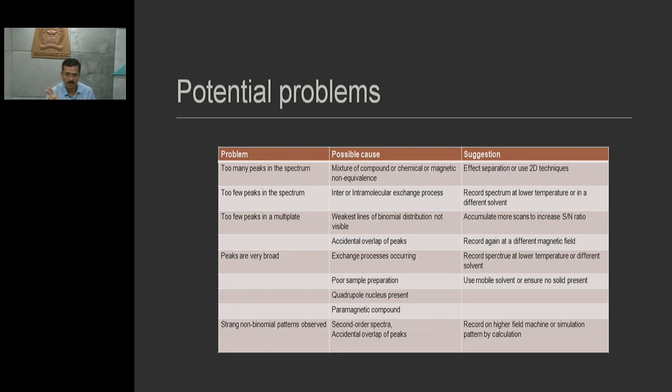Suppose some peaks are very broad. What are the possible causes? An exchange process occurring, poor sample preparation, a quadrupole nucleus may be present, or paramagnetic compounds. What suggestion is given? Record the spectrum at lower temperature with a different solvent. We also have to use a mobile solvent and ensure no solid is present during sample preparation. Then, if a strange non-binomial pattern is observed, the possible cause is a second order spectrum or accidental overlap of peaks. Furthermore, record on a high field machine and simulate the pattern by calculation.